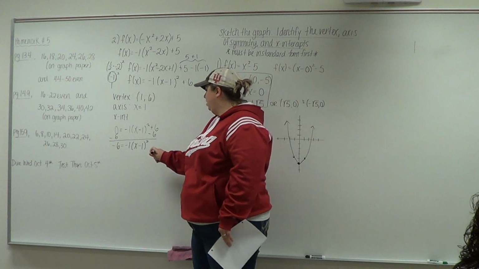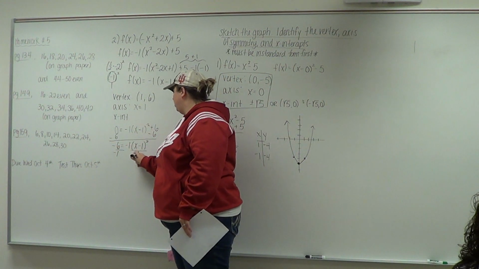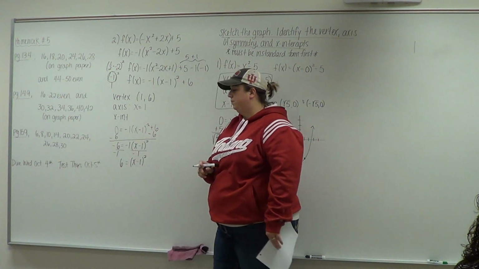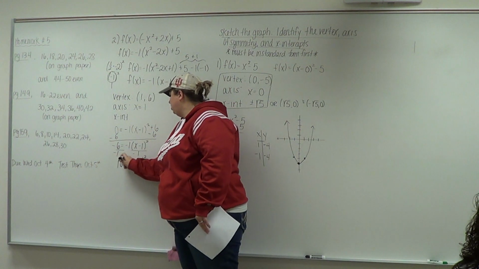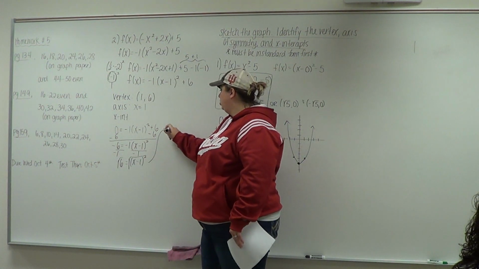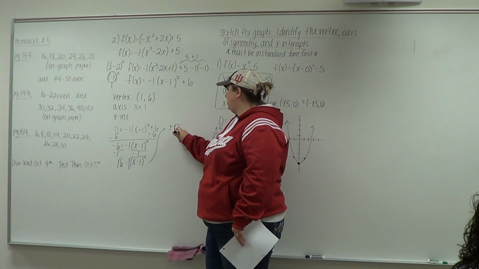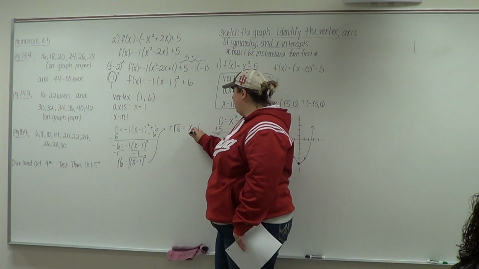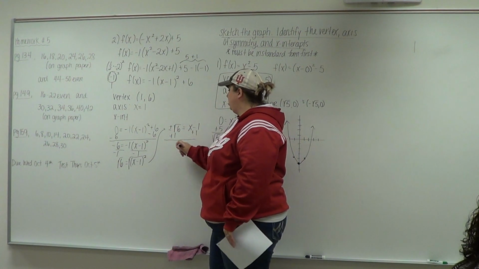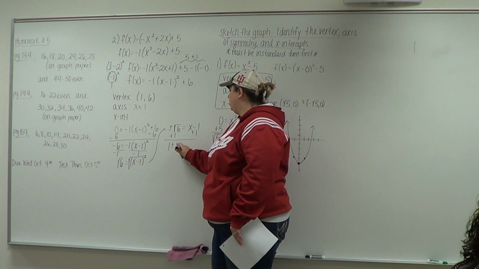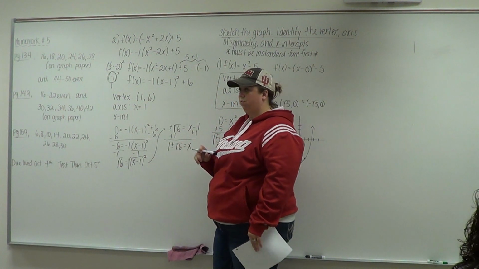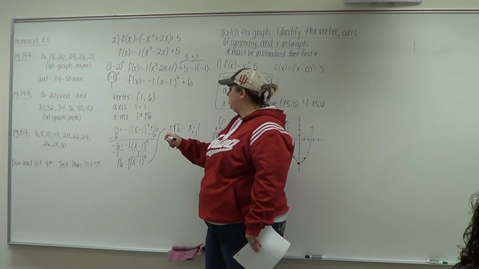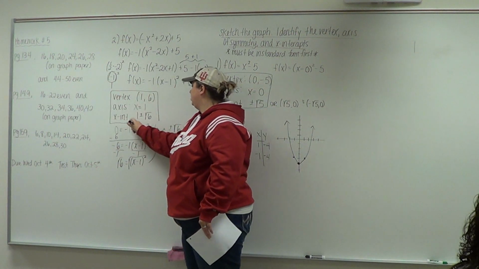Okay, and then I would divide by negative 1. So I have 6 equals x minus 1 squared. Okay, then you're going to take the square root. So I have plus or minus the square root of 6 equals x minus 1. And then I would add 1 to both sides. Okay, is 6 a perfect square? No. So I can't simplify that. So my x-intercepts are 1 plus square root of 6 and 1 minus square root of 6.